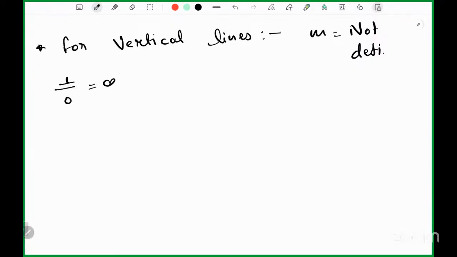One more thing I want to clarify: we say 1 by 0 is equal to infinity, but this is something we should avoid. It's not actually equal to that. We are saying that this is something very large. Infinity is not a number, so never treat infinity as a number. It's a symbol telling you that this quantity is very huge, which we cannot write in a finite manner or cannot compute. So that's why slope for a vertical line is not defined.